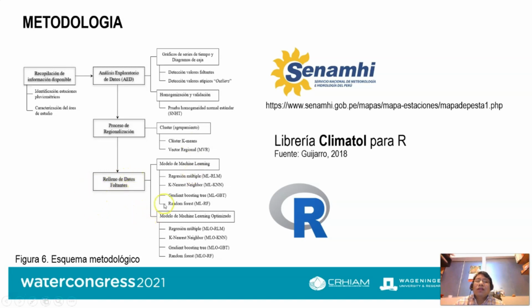Now, for filling the missing data, we also then have two substages. We've got the machine learning models and optimized machine learning model. Each one of these stages use the same algorithms. The first one has multiple regression, then the k-nearest neighbor, then is the gradient boosting tree, and then random forest, and the same thing for the second substage. The only difference is that up here we work with default parameters, and here we work with optimized parameters. And all of this has been done through codes carried out in Python. So that's the methodology used.